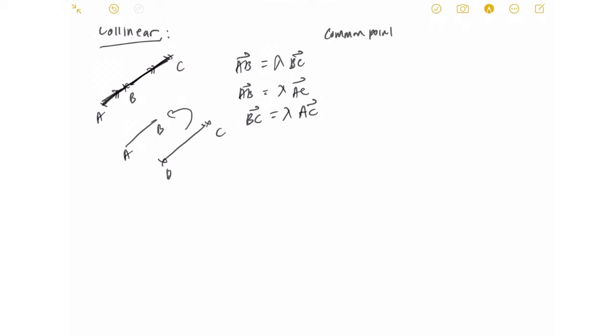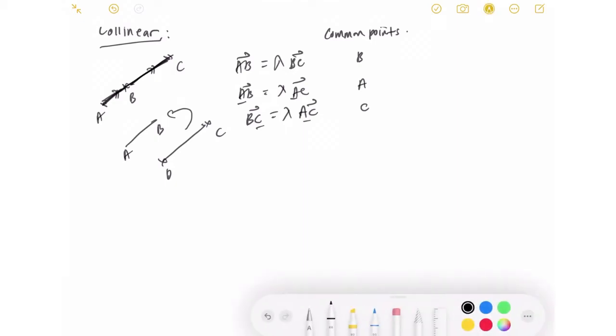The difference is that these three combinations have three different common points. In the first one, my common point is B. In the second one, my common point is A. In the third one, my common point is C. You can use any one of these three options. It doesn't matter, they all give the same result. I'm going to give you one example.